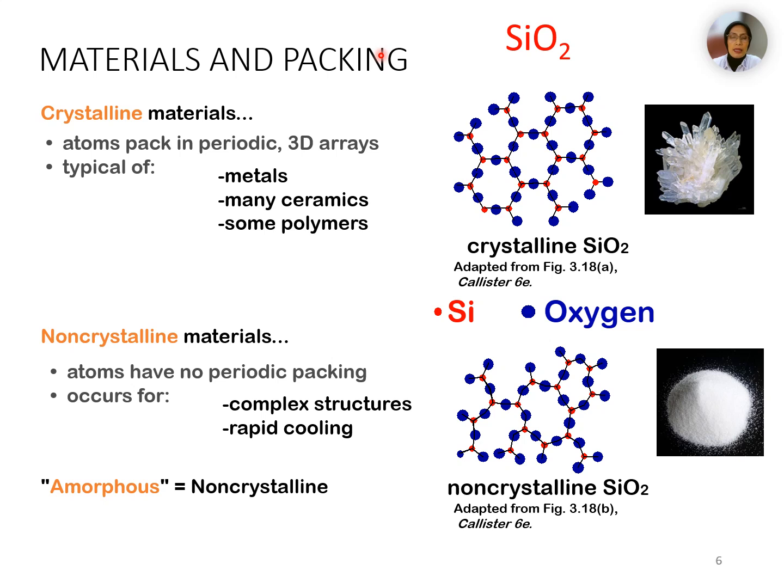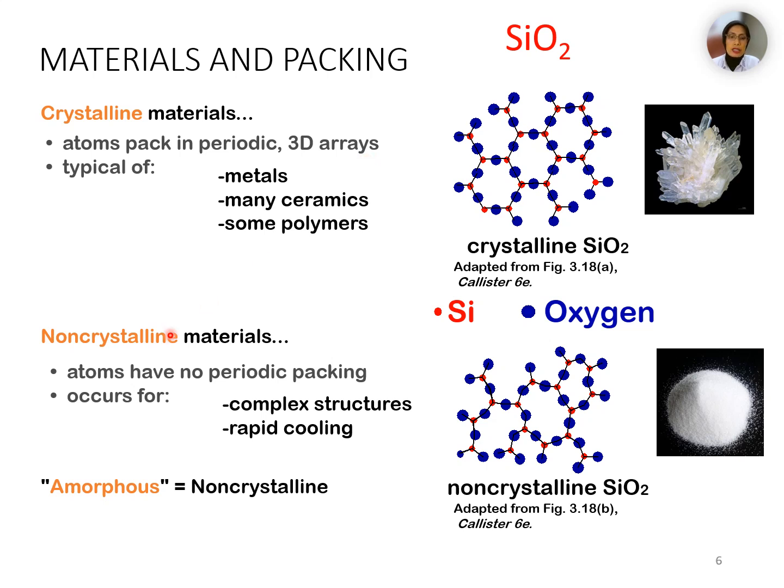As you can see, you have learned about materials and packing. For example, if we are talking about silicon dioxide, we also call it silica. Silica comprises the most abundant material in our earth's crust. It is like sand. We have learned in PMT that materials can be divided into two. The first is crystalline materials, where the atoms are packed in a periodic order in three-dimensional arrays, and usually crystalline materials are metals, many ceramics, and some polymers.